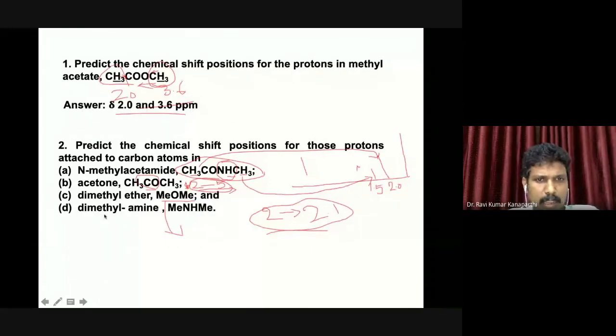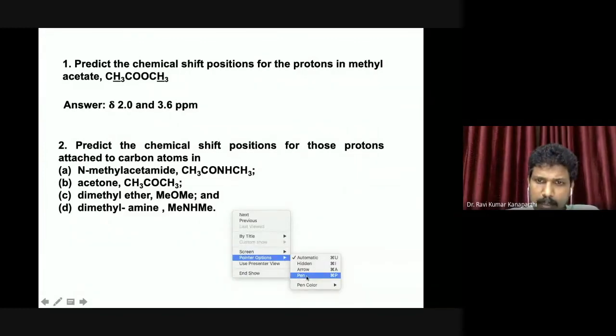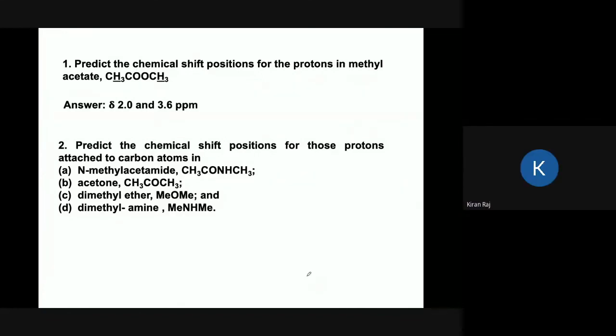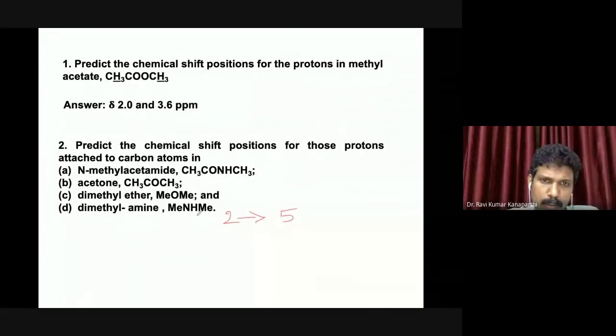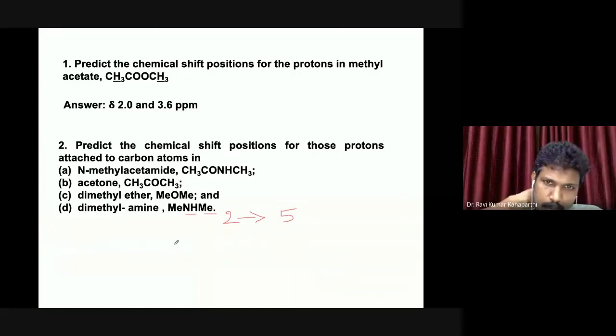Next, dimethylamine. Here how many signals can we expect? Roll number 20. Who is this? Sir, I'm Kiran. Kiran, tell me. Sir, it is around the 2 to 5 range. For which proton? Is it the methyl proton or the NH proton you are talking about? Methyl proton. Methyl proton will be 2 to 5.